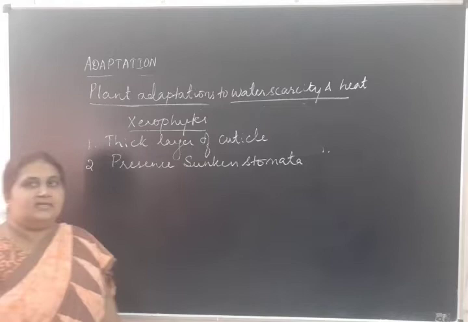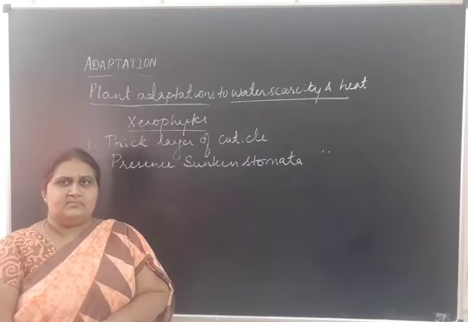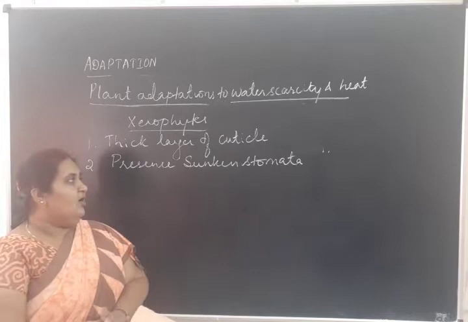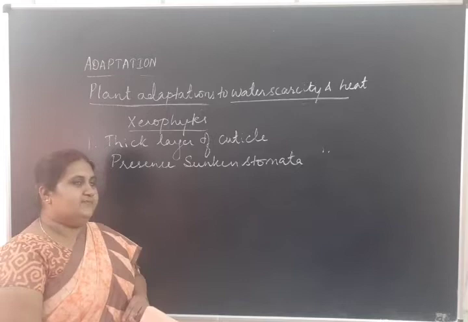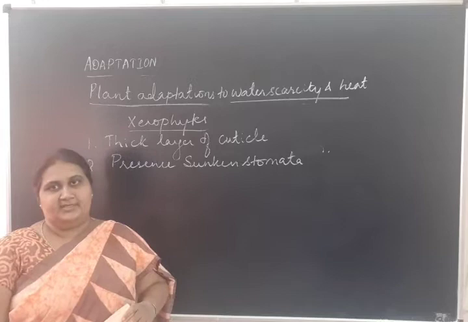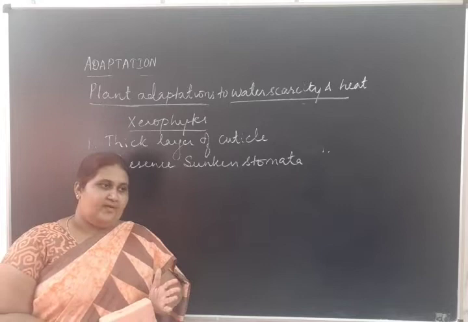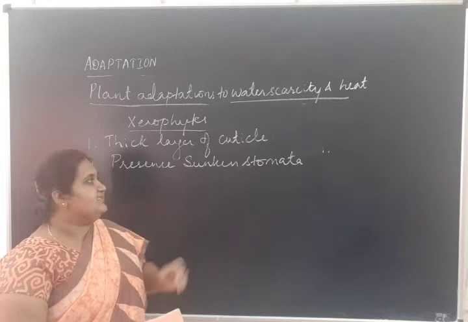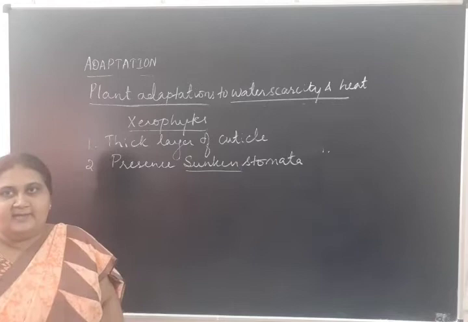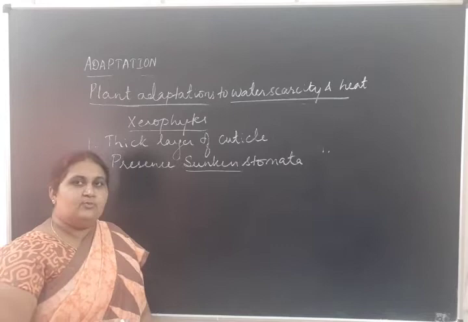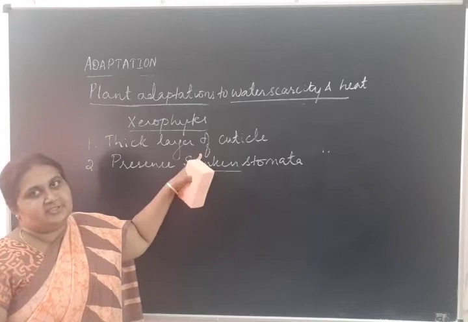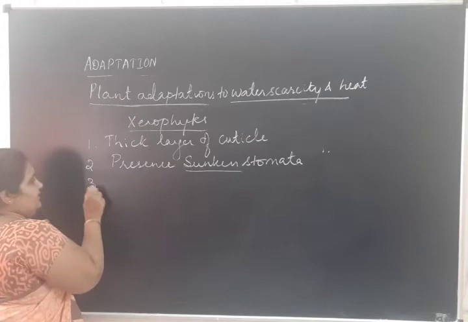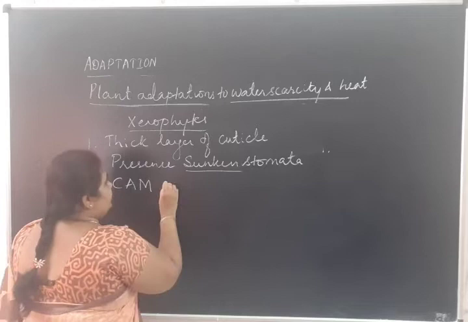What are stomata? Stomata are microscopic structures present on the leaf surface, upper or lower. Stomata are involved in a process called transpiration. What is transpiration? Loss of water in the form of vapor. So they have to conserve the water within the plant body. In these xerophytes, stomata are present in a deep pit and are called sunken stomata. And when there is a cuticle over the leaf surface, the stomata will be covered, which checks the rate of transpiration, the water loss from the plant body. In some xerophytes, there is a presence of the CAM pathway.